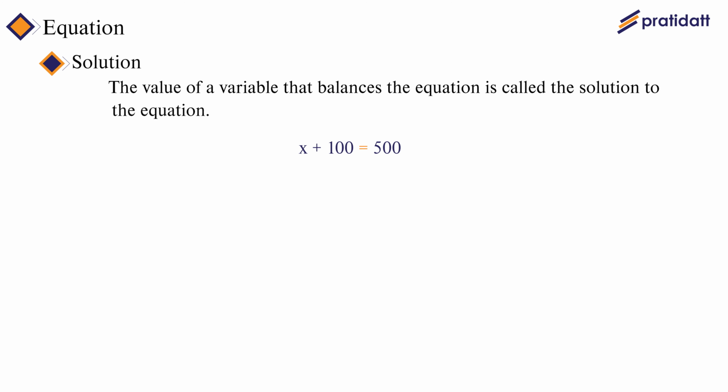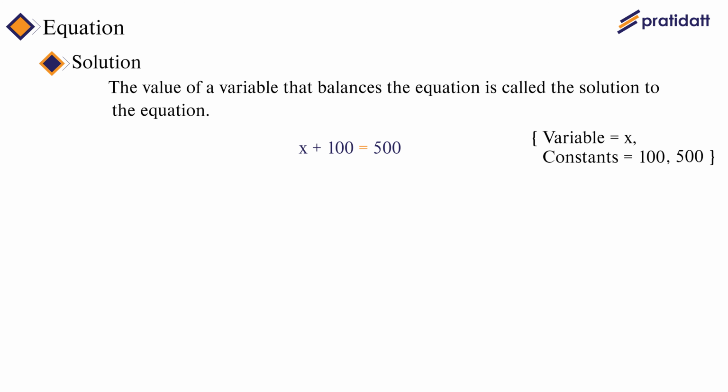x plus 100 is equal to 500. Let's understand the terms of an equation. Here, x is a variable, 100 is a constant, 500 is also a constant. To solve any equation, first of all, rearrange the terms of an equation in such a way that the variable should be on one side and constants should be on the other side. Now let's see how to do this.